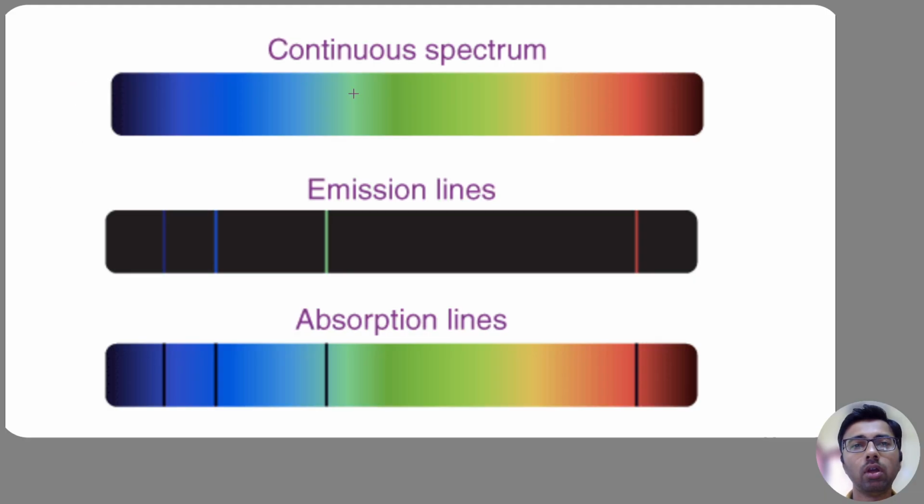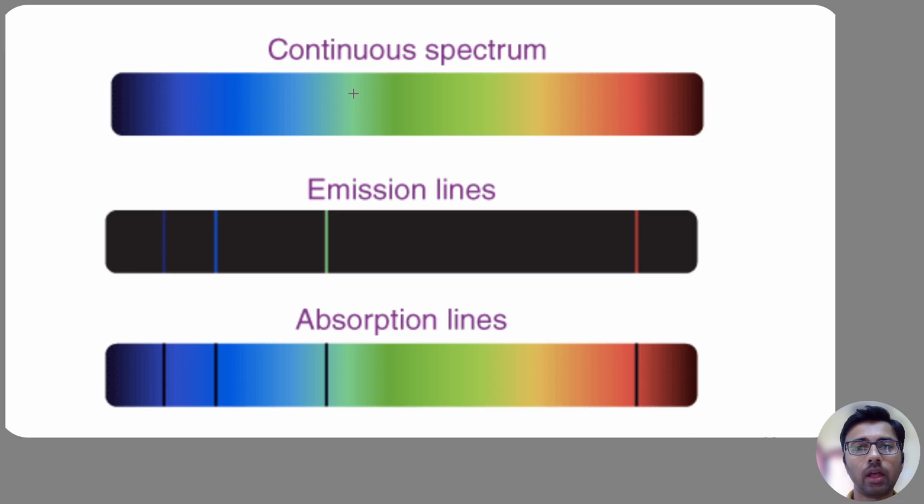To conclude today's lecture, let us connect these quantum ideas to the spectra we observe experimentally. When we record data using spectrometers, we typically observe three main types of spectra. First one is the continuous spectrum. This contains all wavelengths within a certain range without interruption.